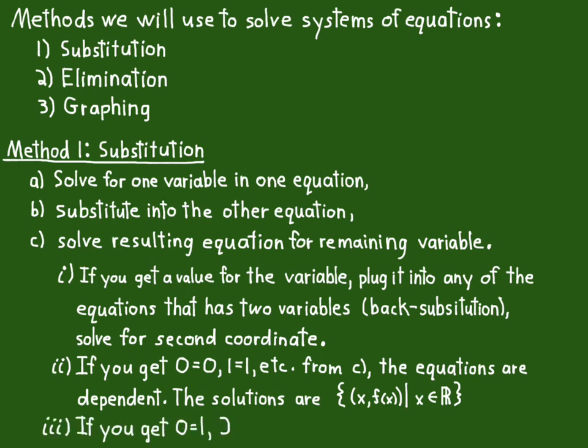Okay, 3, if you get 0 equals 1 or 2 equals 5, etc., then there's no solution. Because those are false statements. 0 equals 1 is a false statement. 2 equals 5 is a false statement. So the idea is you start by assuming there's a solution and then find it. Well, if you start by assuming there's a solution and you end up getting 0 equals 1, we call that a contradiction, because 0 is not 1, and therefore the initial assumption that there was a solution is incorrect.